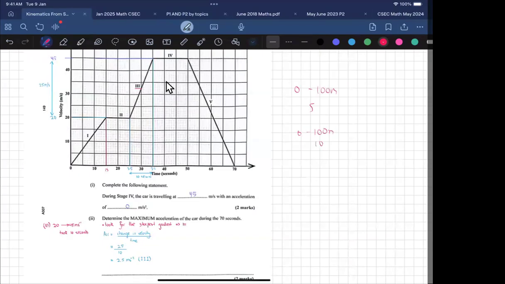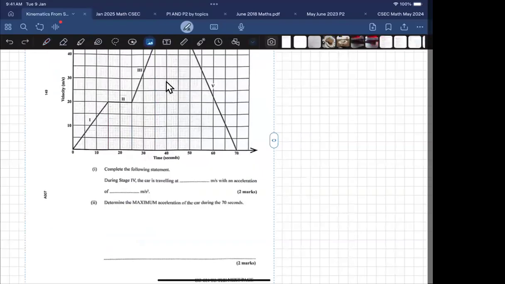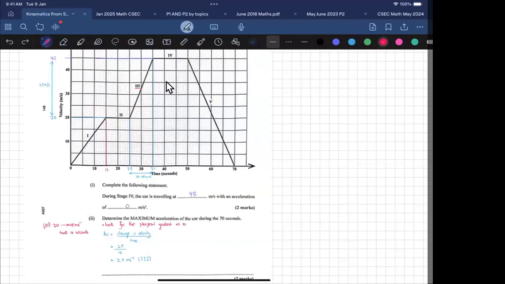0 to 100 meters in 5 or 0 to 100 meters in 10? The first scenario, right? So you're looking to see where you have the least time. Because if you have the least time, that means you're changing your speed at a rapid rate, and that would correspond to a steep gradient. Remember, if time is smaller, then the gradient gets steeper. You could see it visually. So anytime they ask you for the maximum acceleration, you want to identify the steepest gradient.